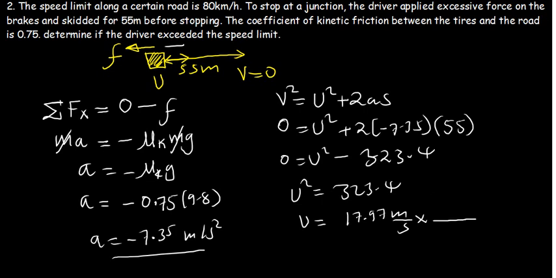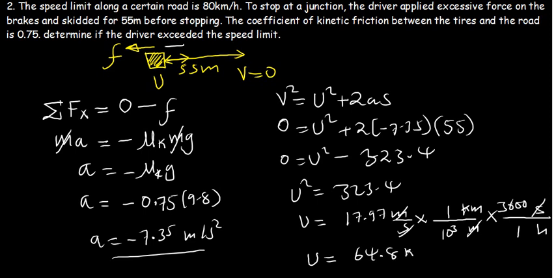We've got a meter on top, we put a meter down, then a kilometer on top. In 1 kilometer we've got 1,000 meters. So the meter and the meter cancels, and then we have got a second down, we put a second on top, and then an hour down. In 1 hour we've got 3,600 seconds. The second cancels. So this will give us an initial velocity in kilometers per hour of about 64.8 kilometers per hour. So this is the velocity at which the vehicle is moving before stopping, and this is the speed limit.